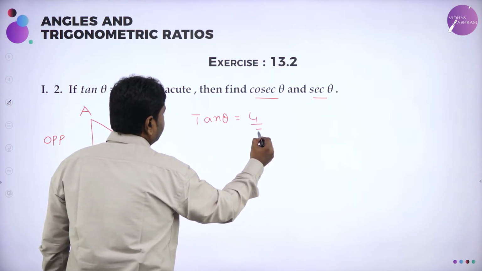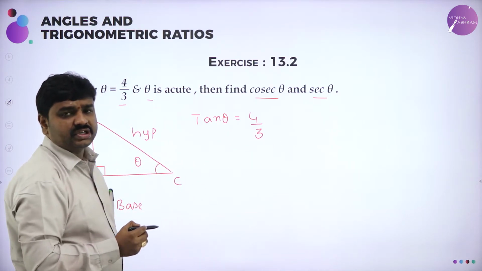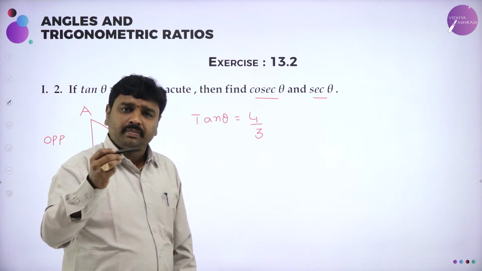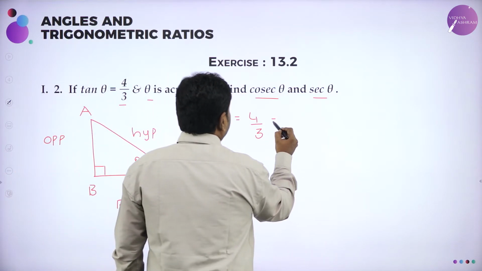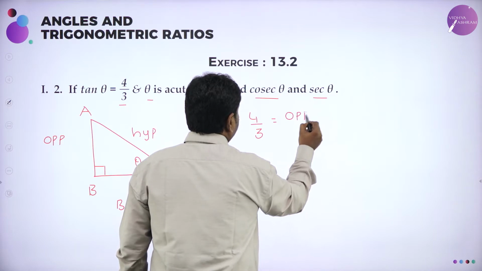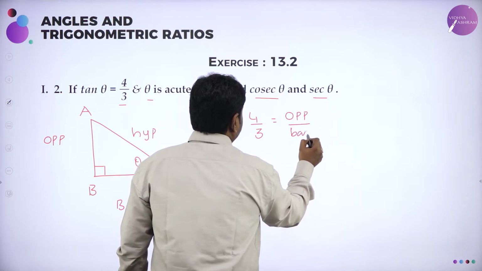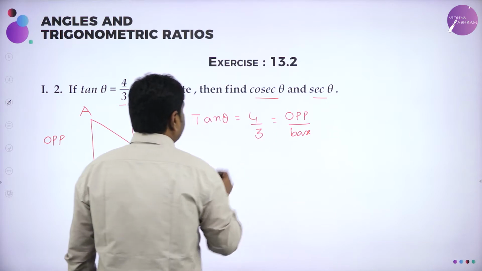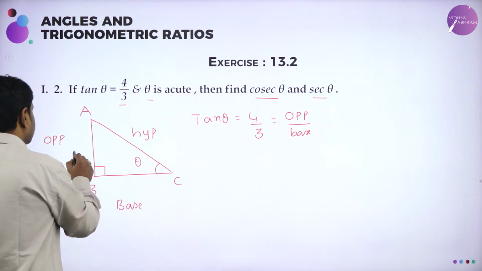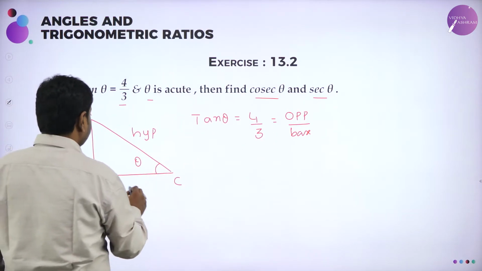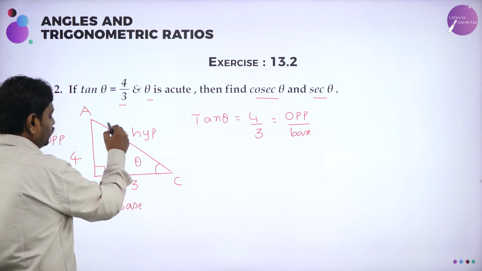But you know the tan theta definition. What is tan theta, dear students? Tan theta is opposite by base. So I'll write opposite divided by base. Opposite by base. So in the place of opposite we have 4. In the place of opposite write 4. Base. In the place of base I'll write 3. So now we need to find AC.